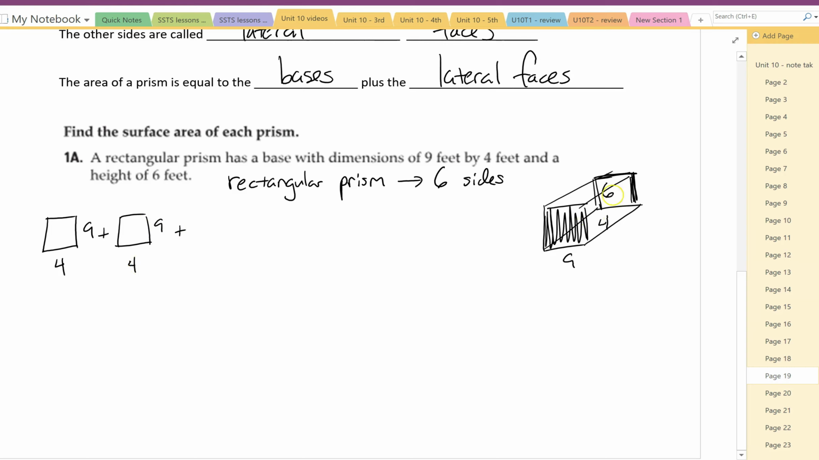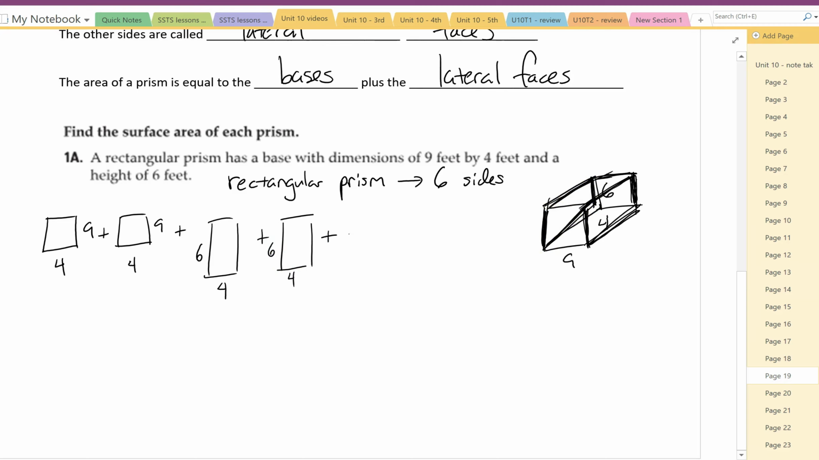plus the 4 lateral faces. Okay, so I'm going to have 2 lateral faces that look like this. Okay, so if I'm looking at this lateral face right here, what are its dimensions? Well, I know it's 4 units wide and 6 units long. Okay, and I have 2 of those. I have the one on this side, and then I have the one that's back here that'll have the same dimensions. So I have 2 of the lateral faces that are 6 by 4.